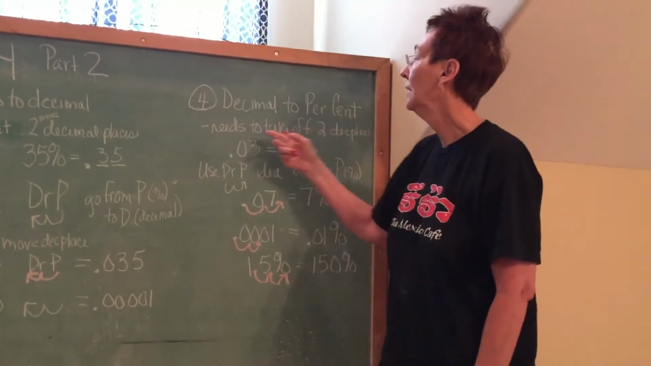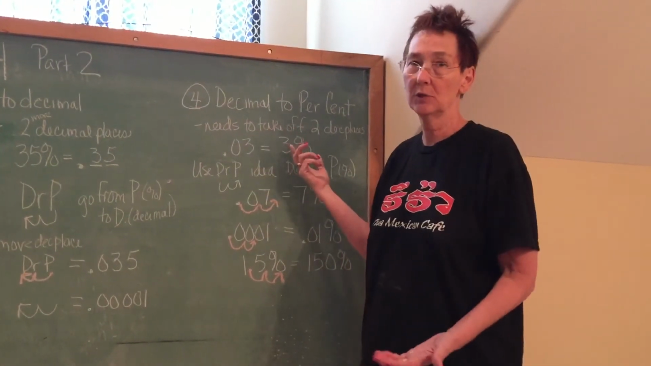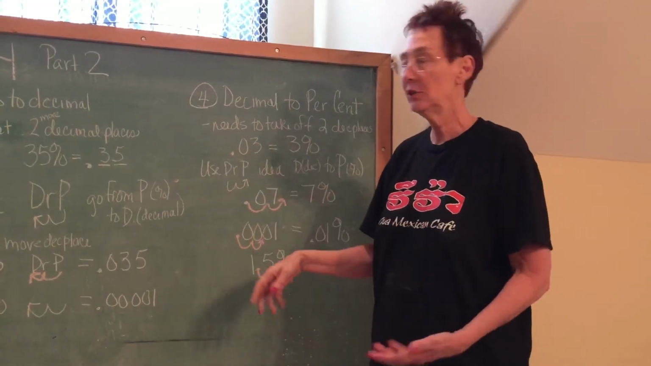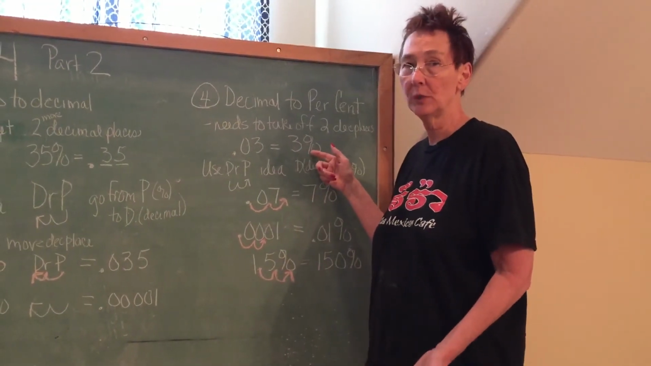Okay? Now, if you're going the other direction, if you're going to take a decimal and change it into a percent, you need to take off 2 of the decimal places. Okay? So if I have 0.03, take off the 2 decimal places, and that leaves it with just 3%.